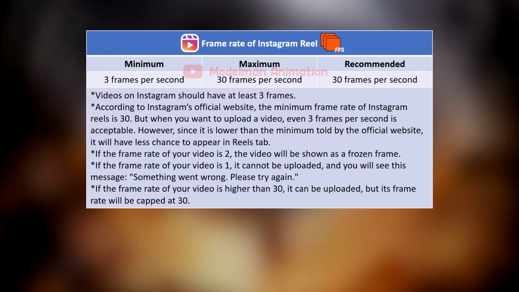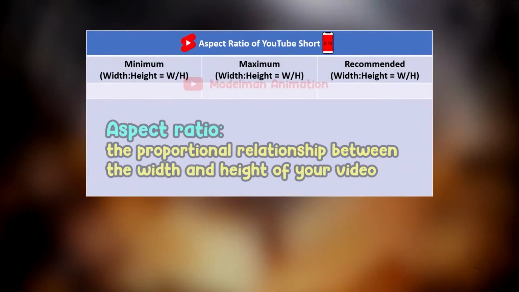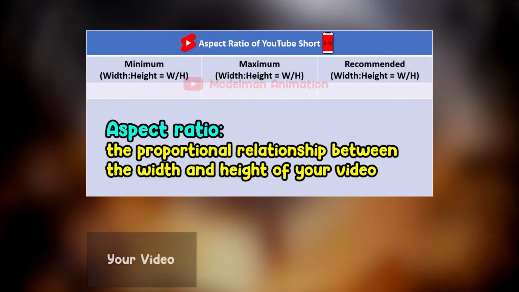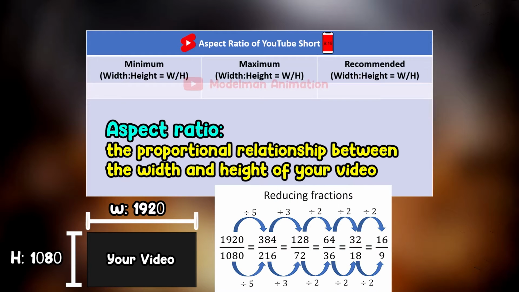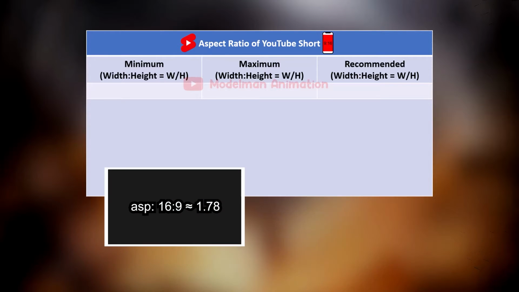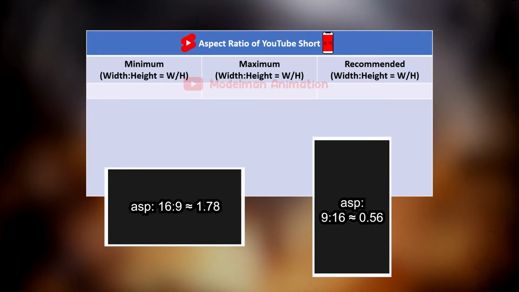The next requirement is aspect ratio. Aspect ratio refers to the proportional relationship between the width and the height of your video. It's typically expressed as width colon height, or the result of width divided by height. The higher the aspect ratio, the wider your video will be, while the lower the aspect ratio, the taller it will be.